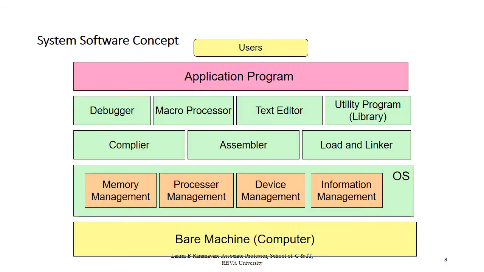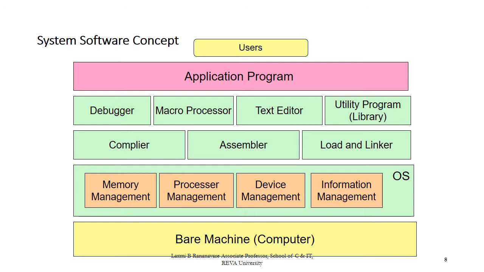So we are going to see the system software concept. We can see here a layered architecture. In this case, the bottommost layer is the bare machine or the computer hardware. On top of that, we have one layer, that is operating system, which consists of 4 sub-modules: memory management module, processor management module, device management module, and information management module. So operating system directly interacts with the bare machine of the computer.